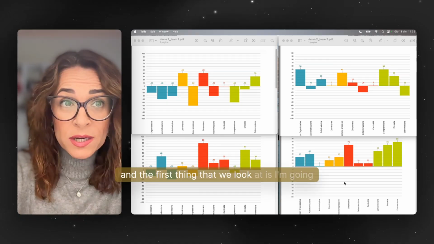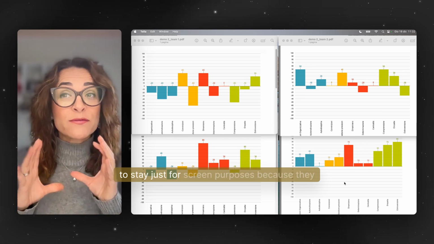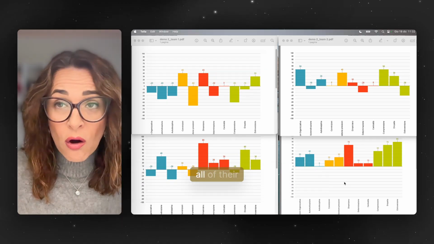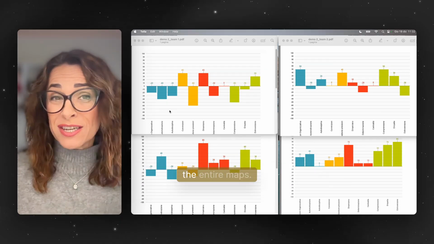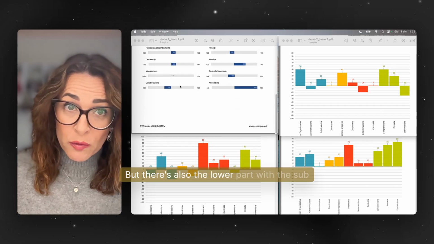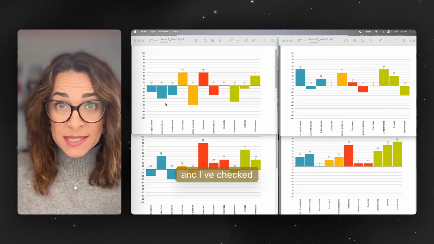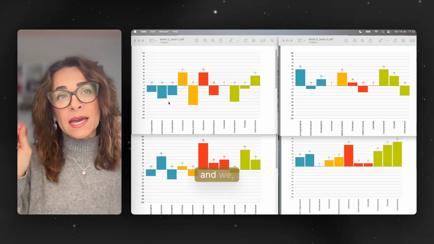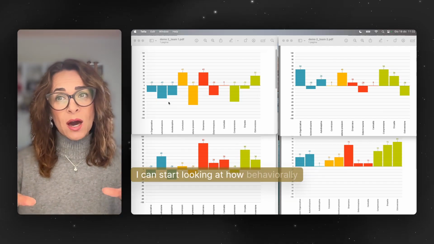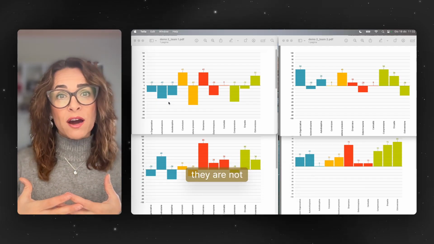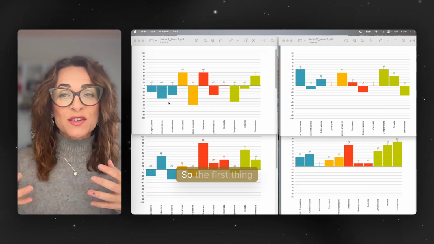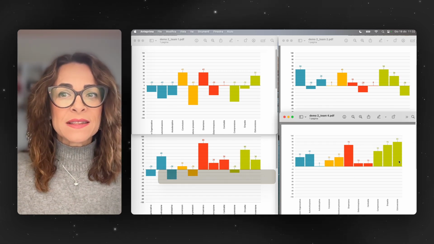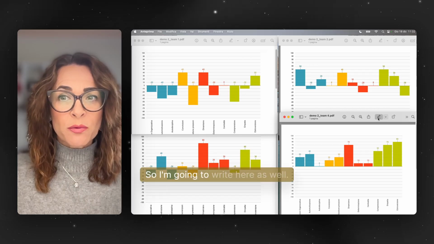And the first thing that we look at is, I'm going to stay just on one section for screen purposes, because I don't have a big enough screen to show you all of their entire maps. But there's also the lower part with the subtraits, and I've checked reliability. So all the algorithms are coherent enough, and I can start looking at how behaviorally they are not in synergy. So the first thing that jumps out at me is the relationship columns.